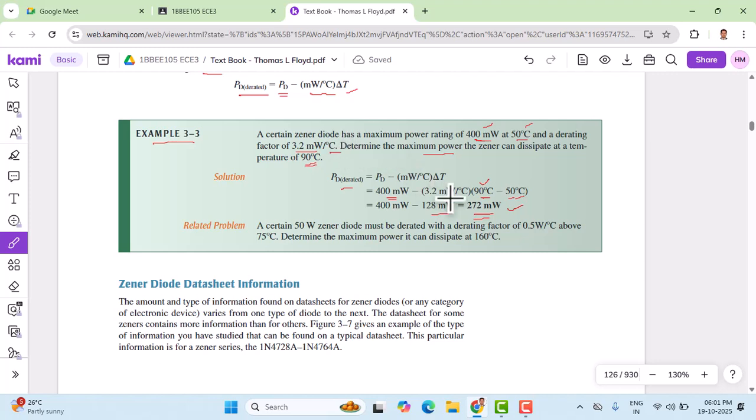There's a related problem which is given here. I look forward to the students solving this problem. Okay.